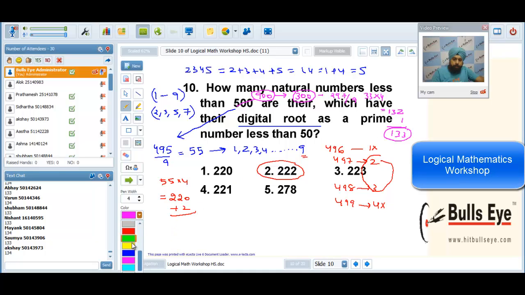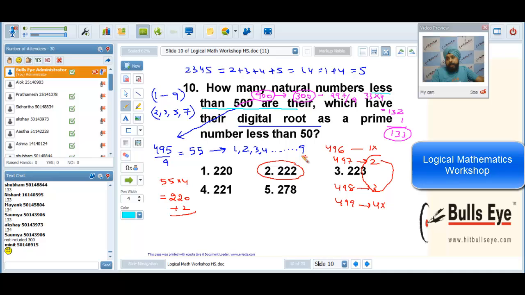Because the question says how many natural numbers less than 300. So you don't have to include 300 in the same. Yes, Soumya. So answer is not 134 but 133. And guys, let me tell you, this is the most common kind of error that you make under time pressure.